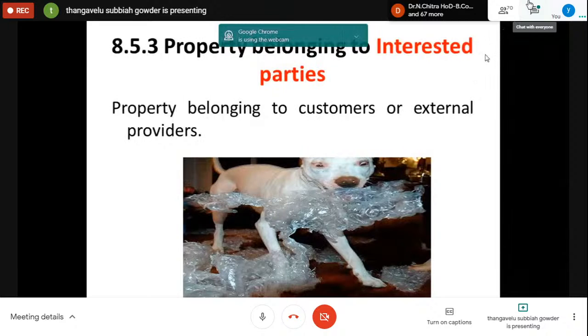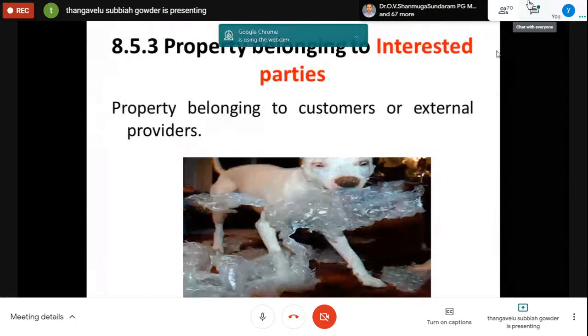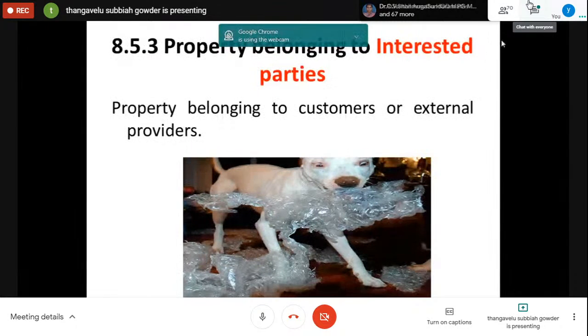So the suggested practice is, once in a while, some committee should be there to ensure that all the documents, as per the records, are available, physically seen. So it is like that. It is a property of interested parties, maybe certificates and any project reports if he has given, like that.